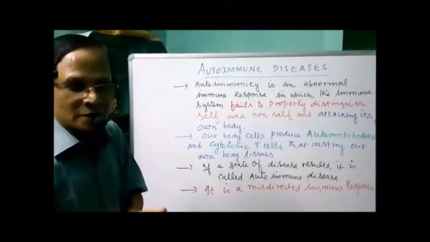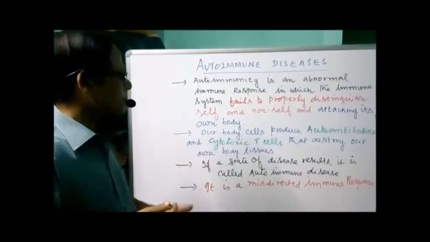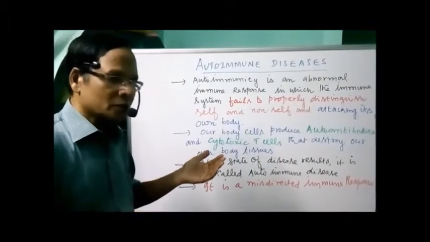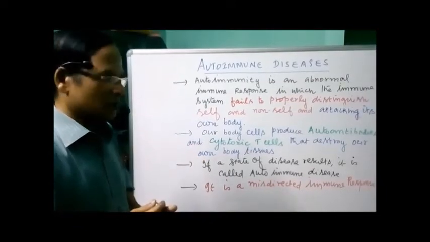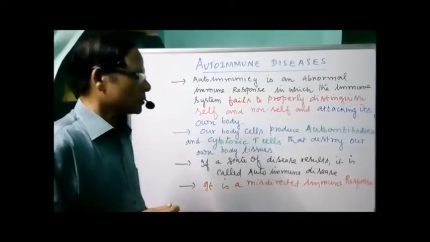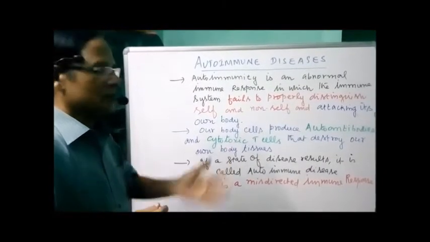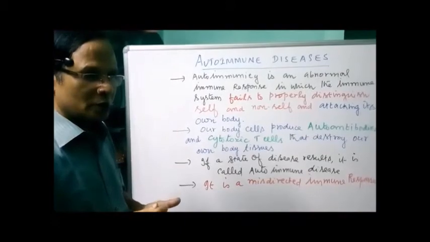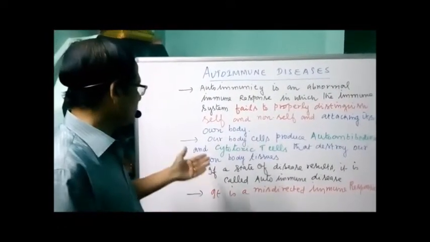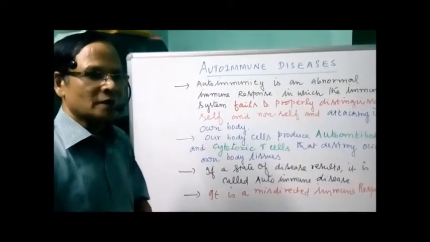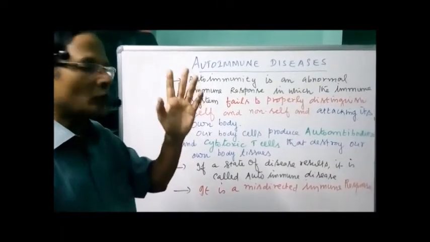So, if a state of disease results because of the destruction of the immune cells by the cytotoxic T cells and also autoantibodies of the body, then autoimmune disease results. So, it is a state of disease. Suppose a state of disease results, it is called autoimmune disease. So, anyway, autoantibodies attack our own body cells, along with the cytotoxic T cells, normally called the killer cells. Both are involved in destroying the cells of the own body.